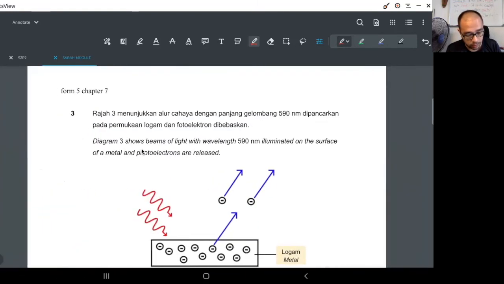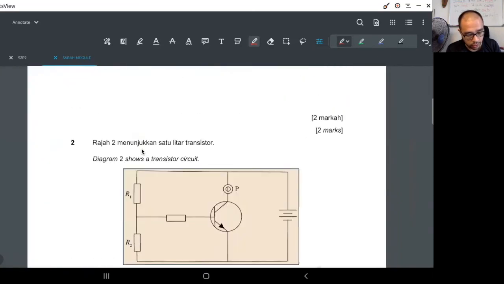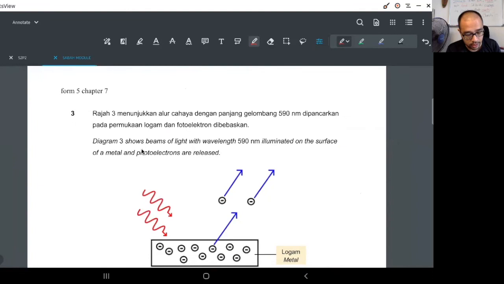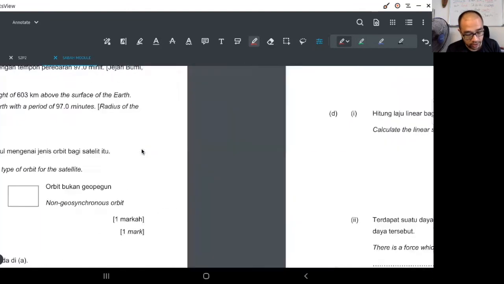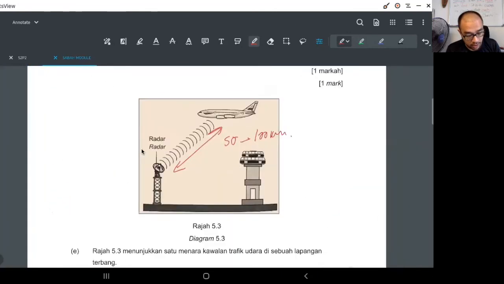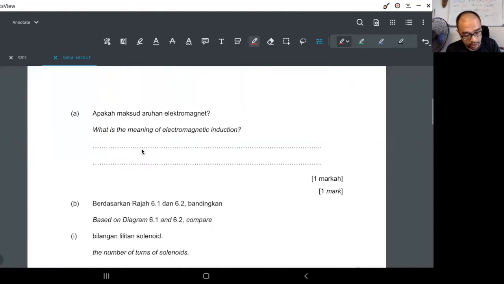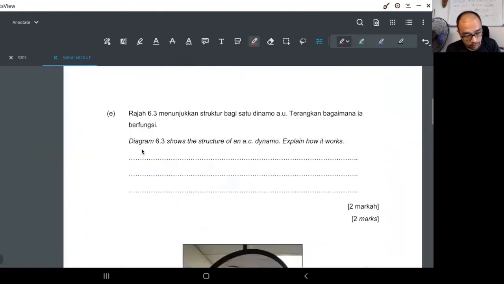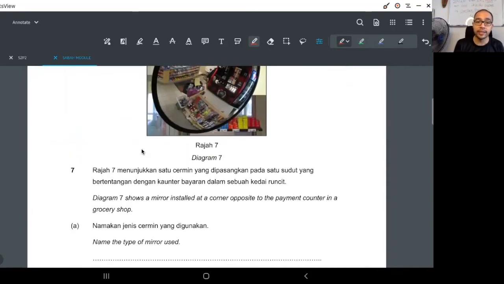Okay, wait, hold on. Question 1 is force and motion. Question 2 is transistor. Question 3 is not relevant. Question 4 is gravitation. A lot of gravitation questions. Question 5 is waves. Question 6, electromagnetism, Lenz's law. Question 7. Okay, this will be our last question, I think.